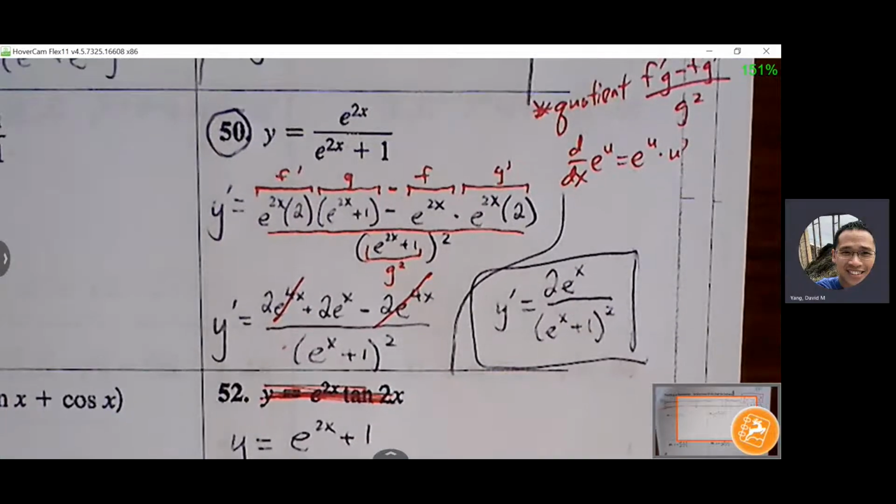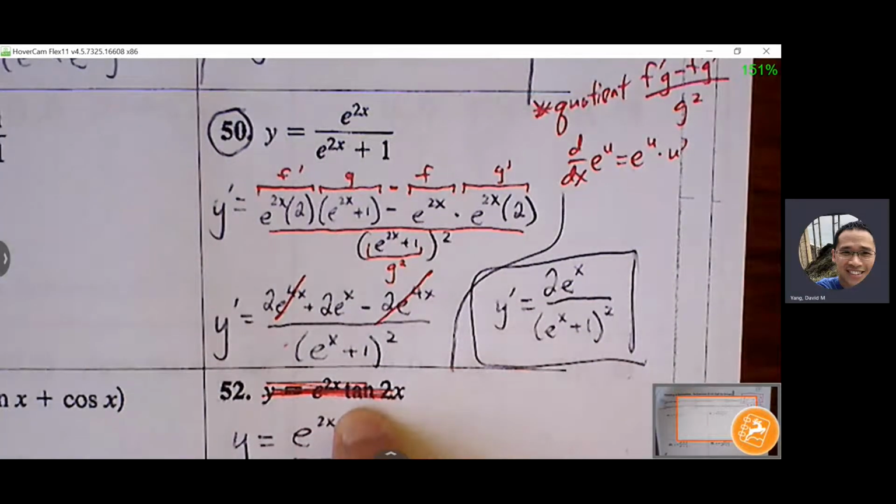Okay, any questions with 50? So we're looking at these subtle differences between 47, 48, and 50. Kind of recognizing that we don't have to do quotient rule every time. Sometimes there may be an easier path to our derivative steps. Okay, 52. You guys can cross off 52.